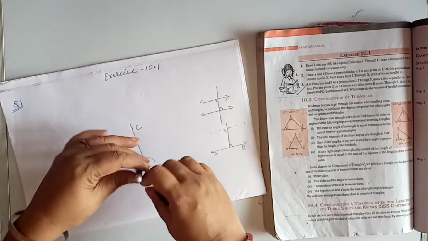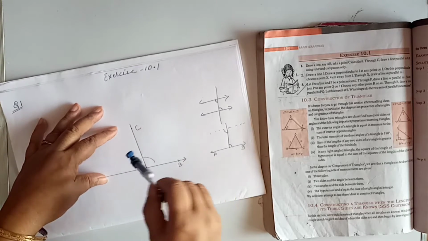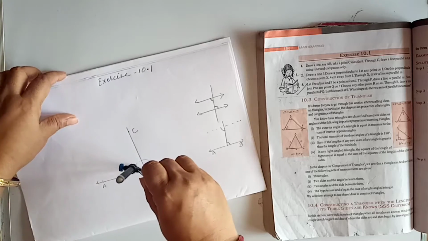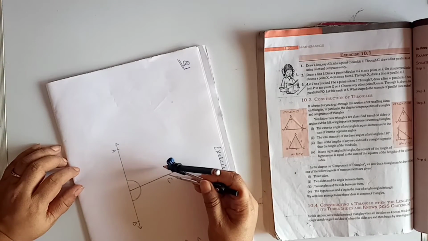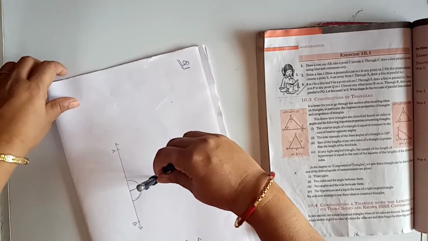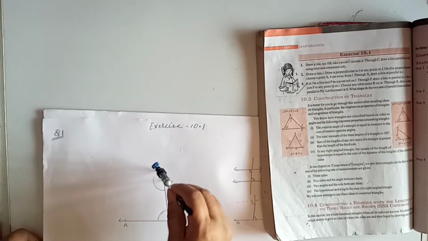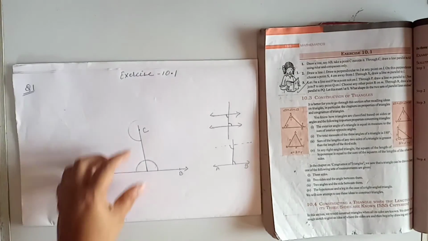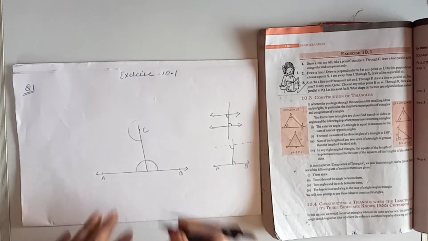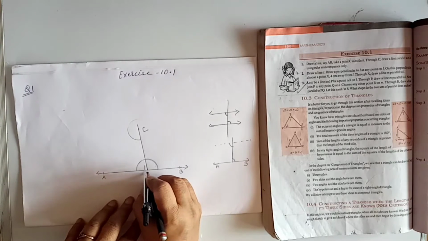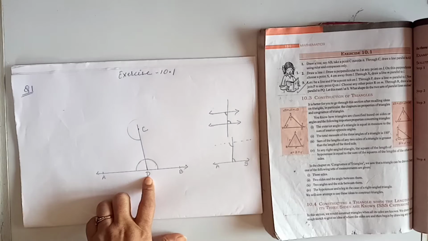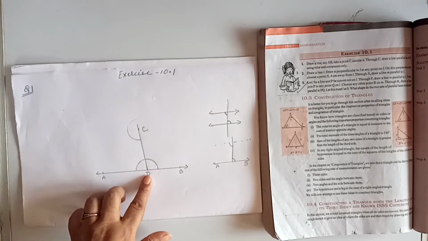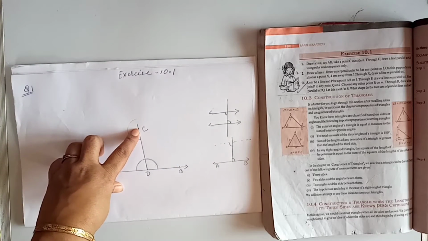Keep your rounder fixed. I have drawn the arc. Now with the same measurement, I will keep my rounder over here and I will mark this also. So I have drawn two arcs. Suppose I have marked this point as point D. So I have drawn an arc from point D and I have marked an arc from point C.